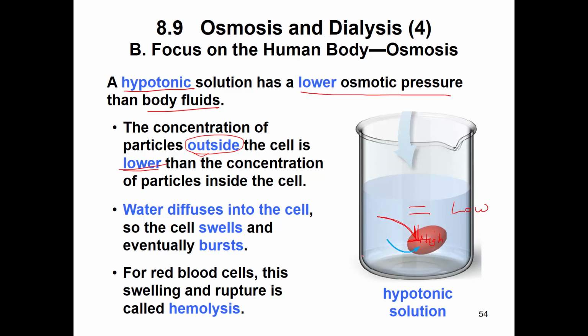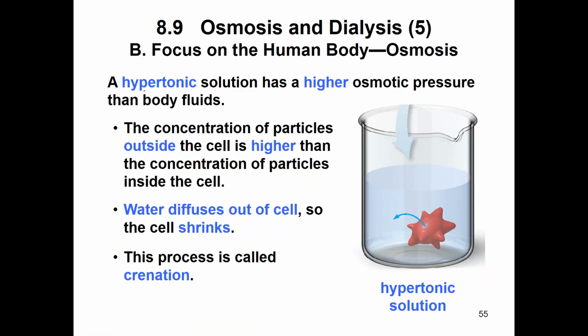So if you have a low concentration of salt or glucose outside the cell, then water will go in there and keep on going, and it can eventually cause this red blood cell to bust open, to burst. That's a hypotonic solution, where you've got low concentrations outside. If it's a red blood cell and this happens, we call this hemolysis.